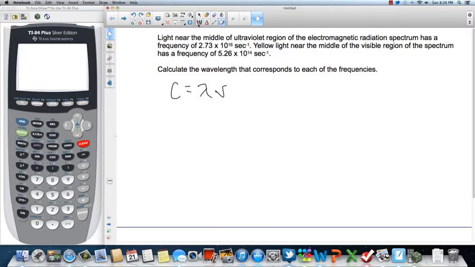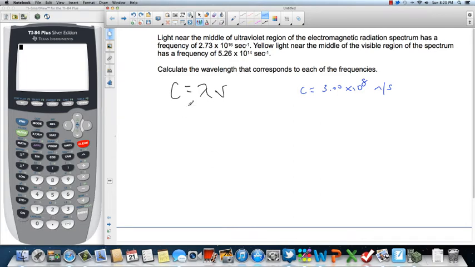Okay, so I've left this first one up because light near the middle of the ultraviolet region of the electromagnetic radiation spectrum has a frequency of 2.73 times 10 to the 16th inverse seconds. Yellow light, near the middle of the visible region, gives us this frequency right here. Calculate the wavelengths that correspond to each of the frequencies. Well, a couple things we need to remember. First of all, c is always going to be equal to 3.00 times 10 to the 8th meters per second.